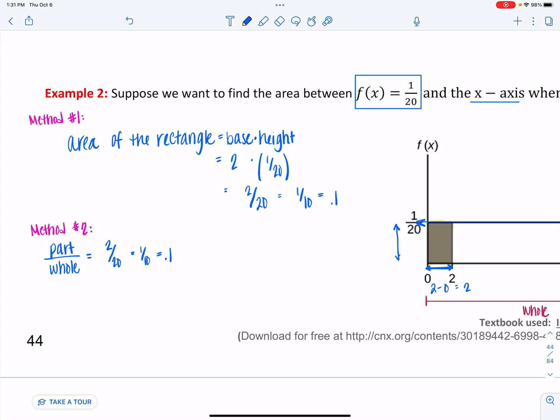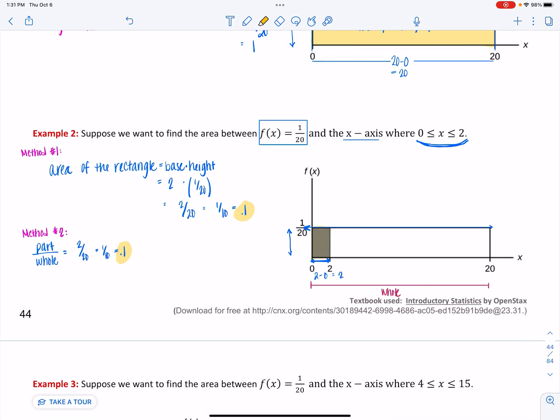Regardless of your chosen method, you wind up with 0.1 for the area bounded by the x-axis and the interval from 0 to 2 inclusive.